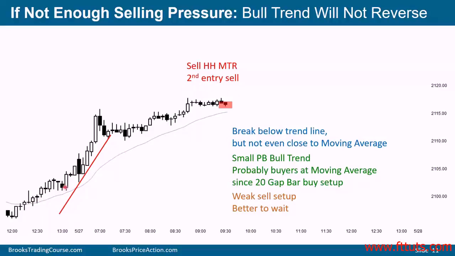The market has not touched the moving average in 20, 30, 40 bars. So a 20 gap bar buy setup. Probably bulls will buy the first touch of the moving average. A weak sell setup, and therefore better only to look to buy.